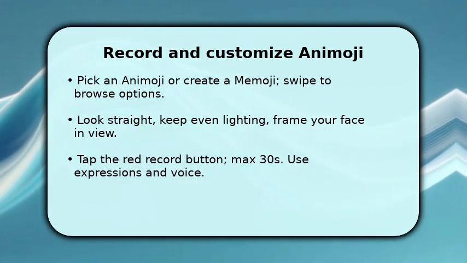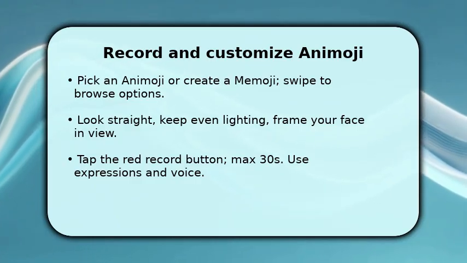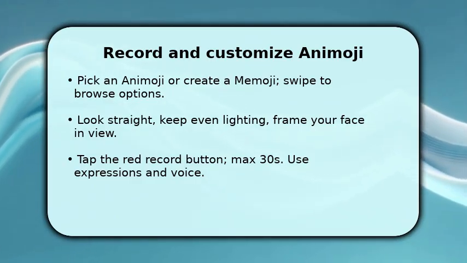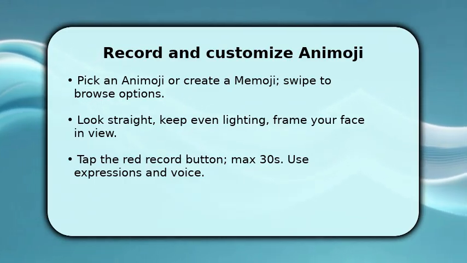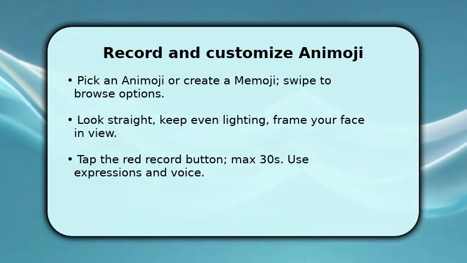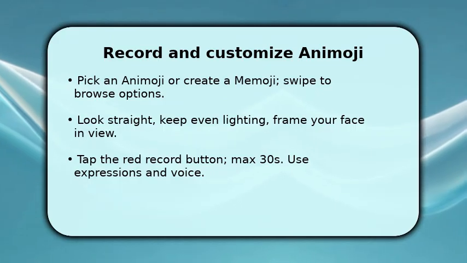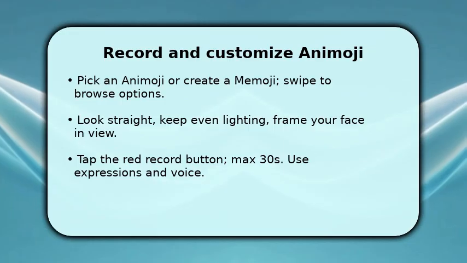You should hold the phone at eye level, keep even lighting, and center your face so the TrueDepth camera captures expressions accurately. Tap the red record button to capture up to 30 seconds, speak and animate simultaneously. The system tracks eyes, mouth, and head motion for realistic results. If you want variety, try different facial angles and test subtle expressions to improve tracking.